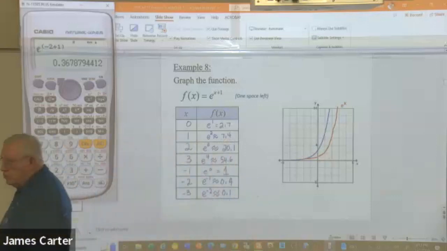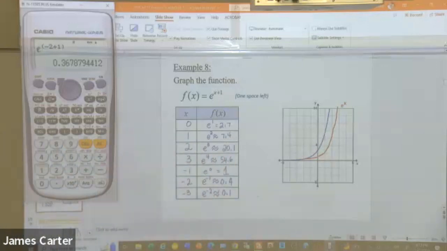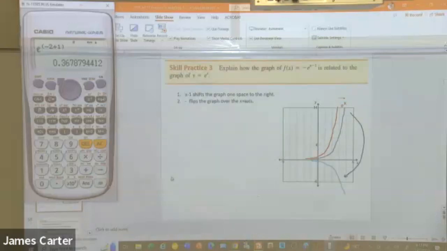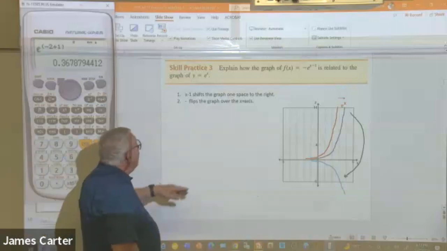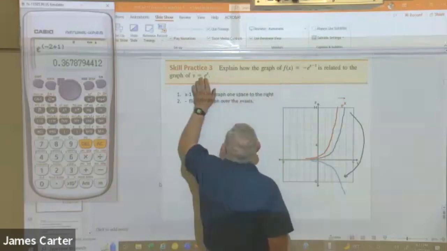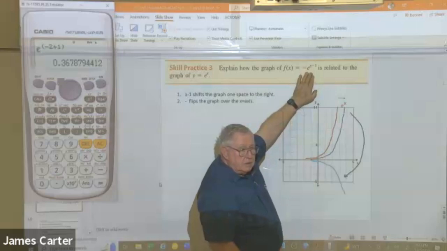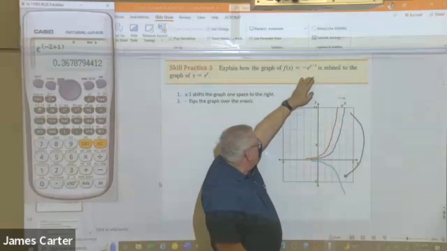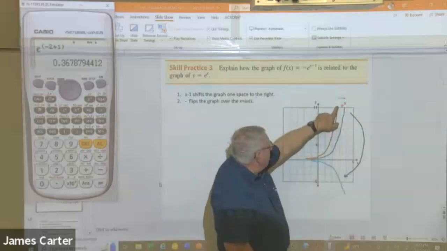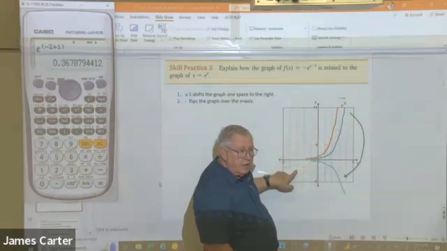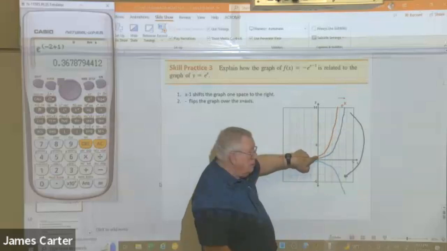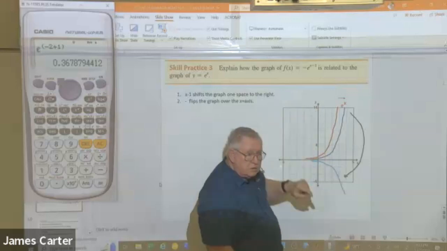So anyway, that's how you use your calculator. Okay, this one just asks us to explain. If we start with this, how does that end up? Okay, this is kind of like the ones before. Well, here is the e to the x right here. I got it graphed. Here's that point 0, 1.